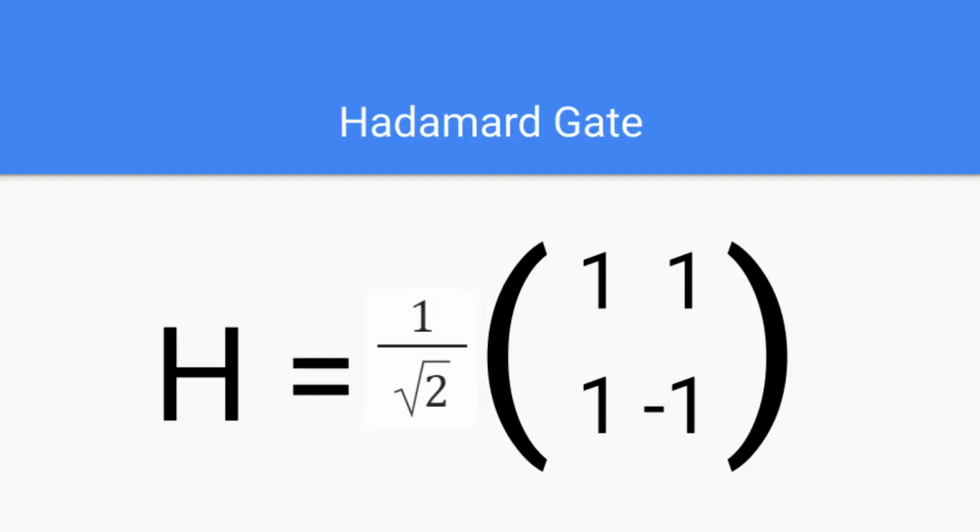So here is the matrix representation of the Hadamard gate. We can see that in front, we multiply the matrix by a scalar of 1 over root 2. And inside the matrix, we have 1 and 1 on the top row and 1 and negative 1 on the bottom row. So the Hadamard gate can also be represented as 1 over root 2 and 1 over root 2 on the top row, and 1 over root 2 and negative 1 over root 2 on the bottom row.